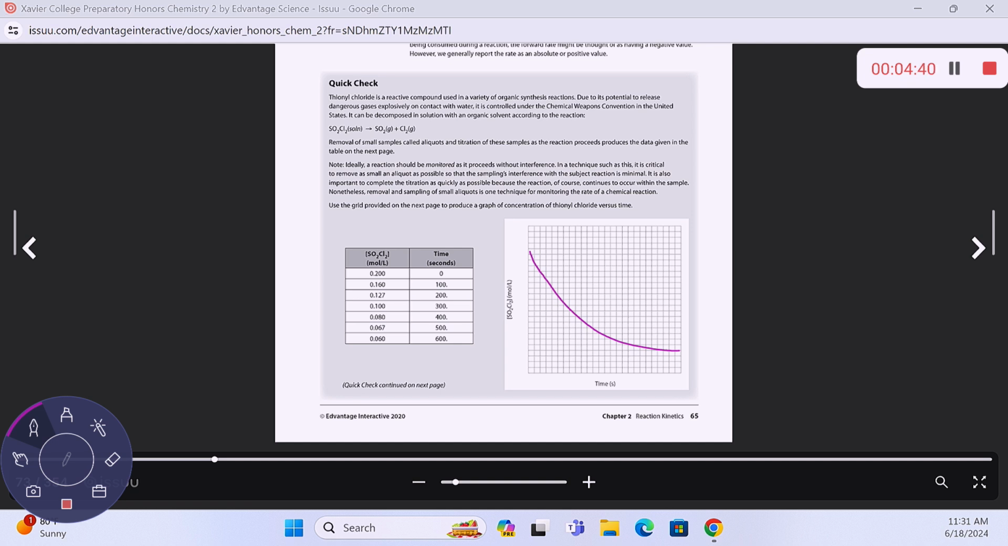And so this is the consumption of thionyl chloride over time, and the consumption occurs the fastest at the beginning of the reaction because that's when the slope of the tangent line would be the steepest, okay? And then that tangent line slope would slowly be leveling off and decreasing over time. So once you get to the point where the reaction is almost over, your slope is really not changing much at all, okay? Let's take a look at the next page.